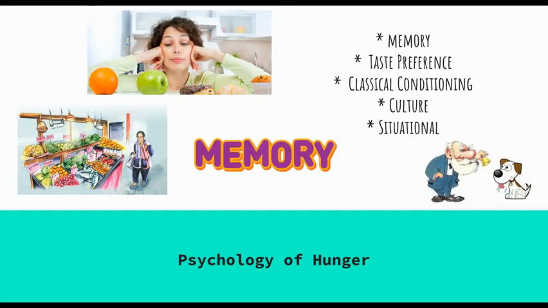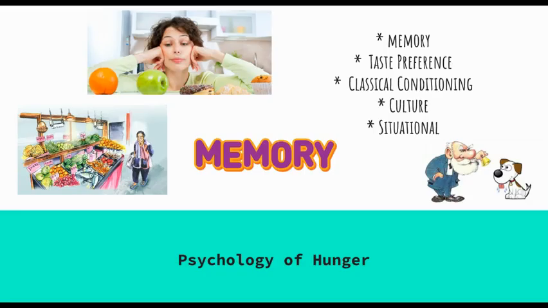How about the psychology of hunger and what else ties into when you eat? One of the things that ties into when you eat is memory. Memory of the last time that you ate, memory of, oh, it's noon, I should probably be hungry for lunch, or oh, it's 6 o'clock and I haven't had dinner yet. Memory plays a role in when you are hungry.